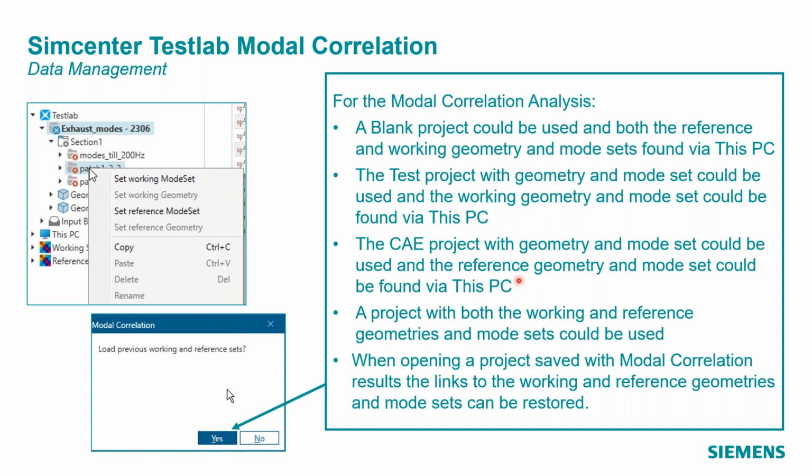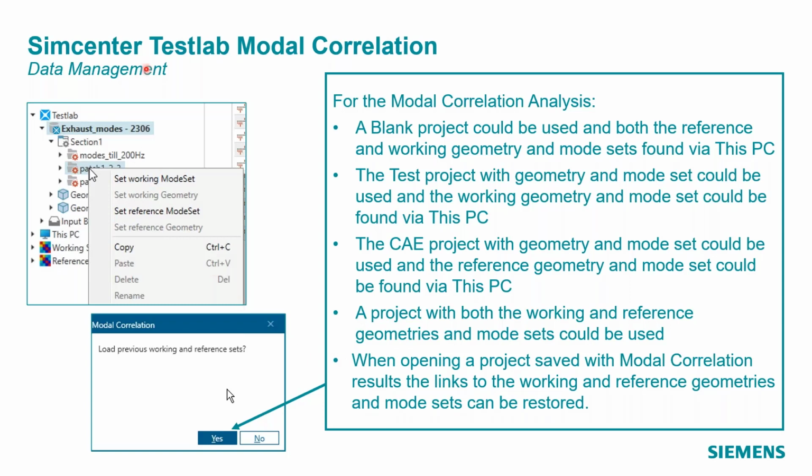That's a CAE here. I could also open a TestLab project that has the CAE geometry and modes in it and use that as my open project. And then I would browse through this computer to find the test as the working geometry and mode set. I could also have a project, and I'll have an example of this today, that has both geometries, test and CAE, as well as both mode sets in it.